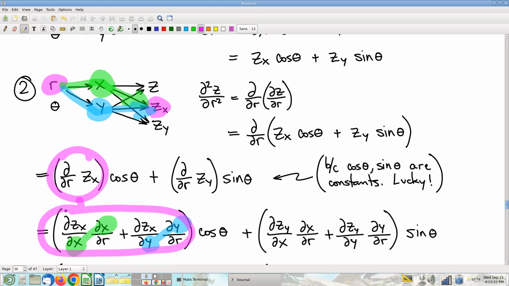And so this partial here, this partial of ZX with respect to R, by way of the chain rule, two terms, one for each intermediate variable. We've got the green term, we've got the blue term, and that's what that partial is. Chain rule just tells us. And of course, don't forget to bring along this cosine theta. That's a constant that sticks around for the ride, as constants do.